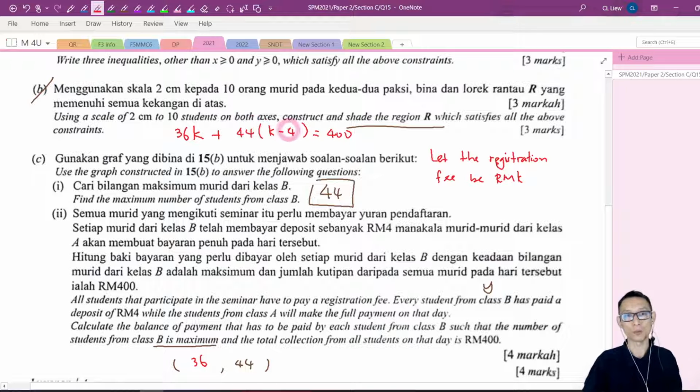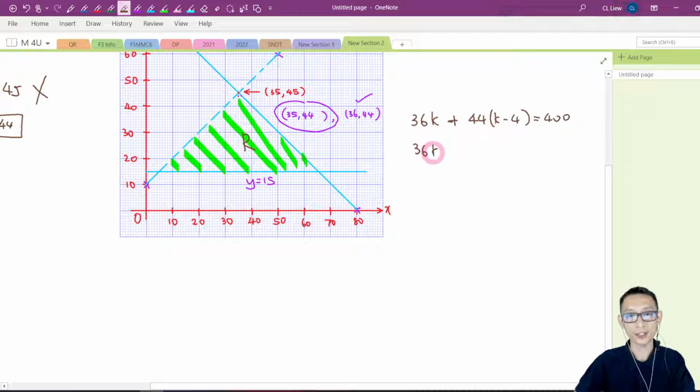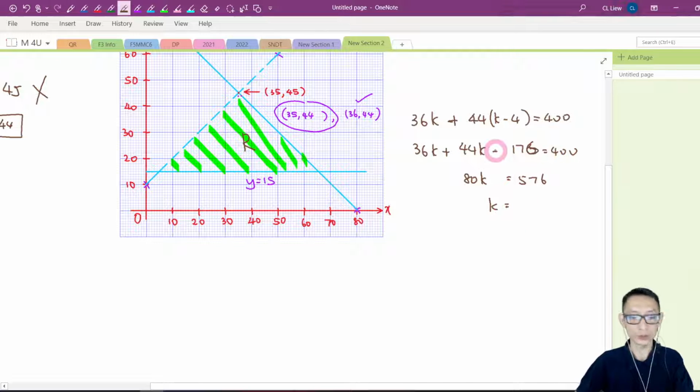Now to solve this one, I think it should be no problem, right? Okay, let's solve this equation. 36k plus 44k is equal to 400, plus 176. So this will be 80k, correct? It's equal to 400 plus 176, which equals 576. So k is equal to 576 divided by 80, and you will get 7 ringgit and 20 cents.